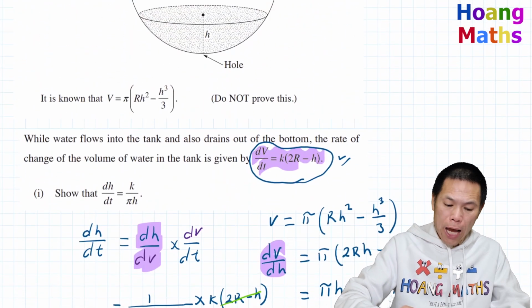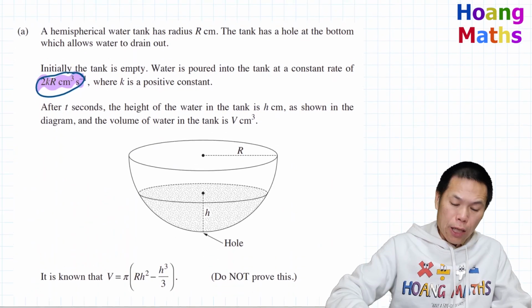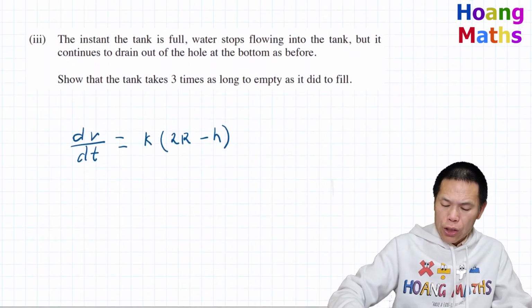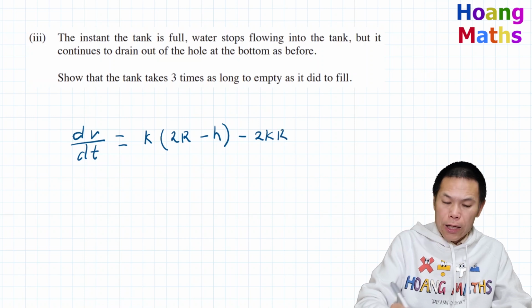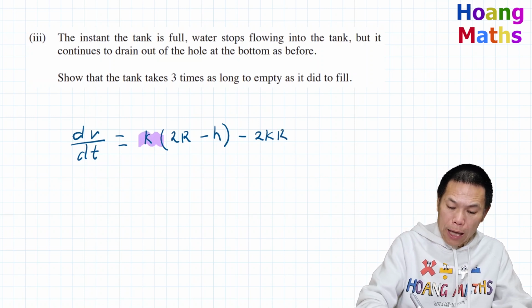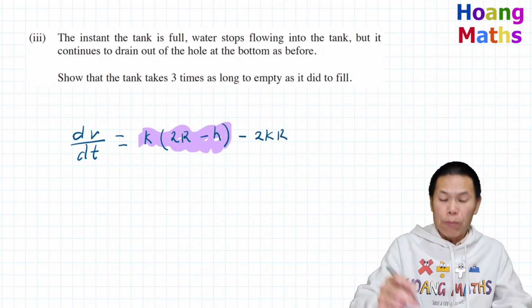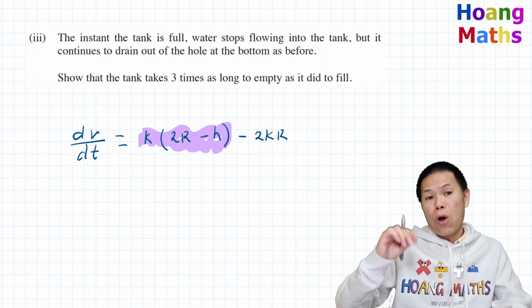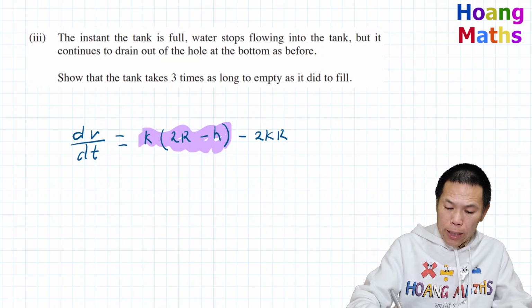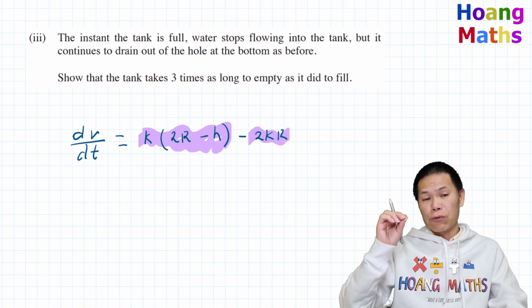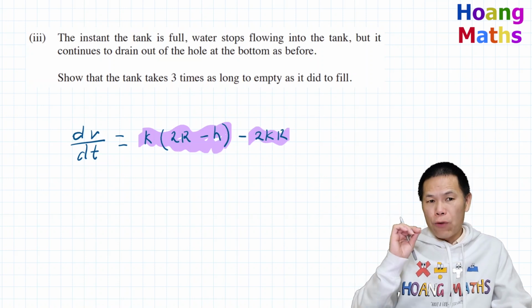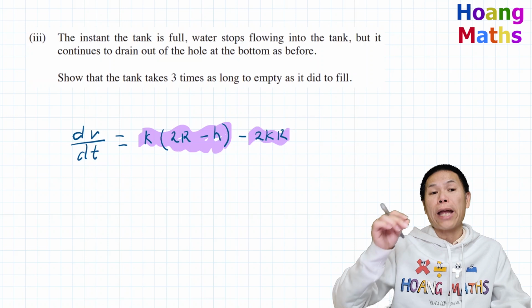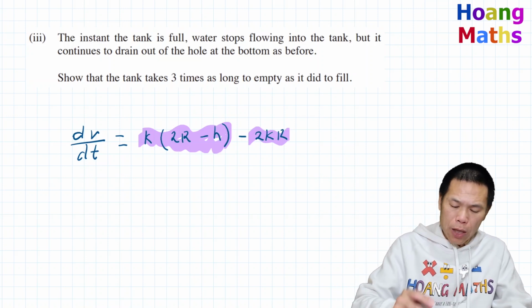K(2r − h). Then we subtract the inflow rate of change of the water, so that is minus 2kr. Remember, this is the sum of the rate of change of inflow and outflow of the water, and this one here is the rate of change of the inflows. If we do this, we will get the rate of change of the water flowing out of the tank. Keep that in mind.